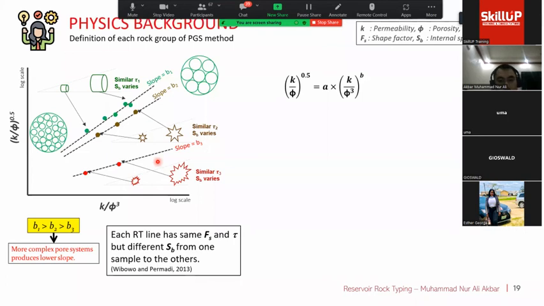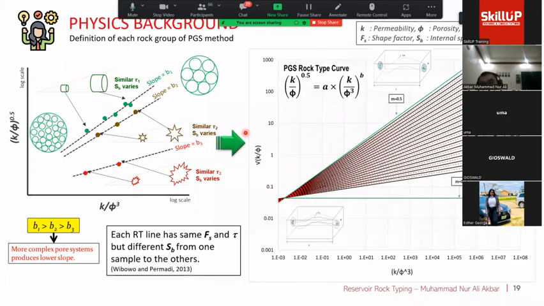So from here, in order to make it easier, the pore reservoir rock type curve is made. And from here, we can also define our rock typing easily and quickly.